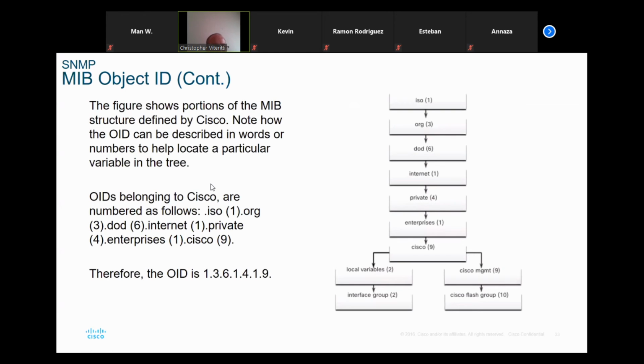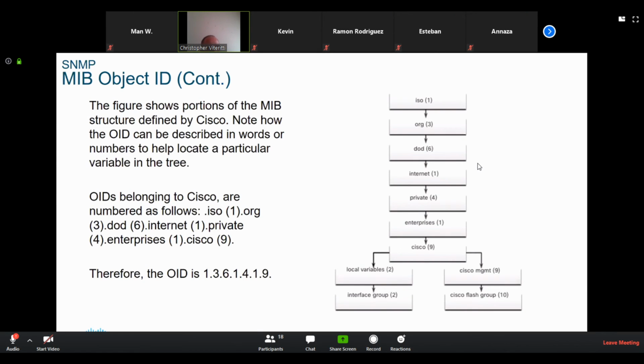The figure shows portions of the MIB structure defined by Cisco. Note how OID, object identifier, can be described in words or numbers to help locate a particular variable in the tree. OIDs belonging to Cisco are numbered as follows: .iso 1 org, 3 DoD, Internet, 6 1 private, 4 enterprises, 1 Cisco, 9. So note that these are structured like you see here, 1.3.6.1.4.1.9. You get the idea. So the first is ISO, okay?